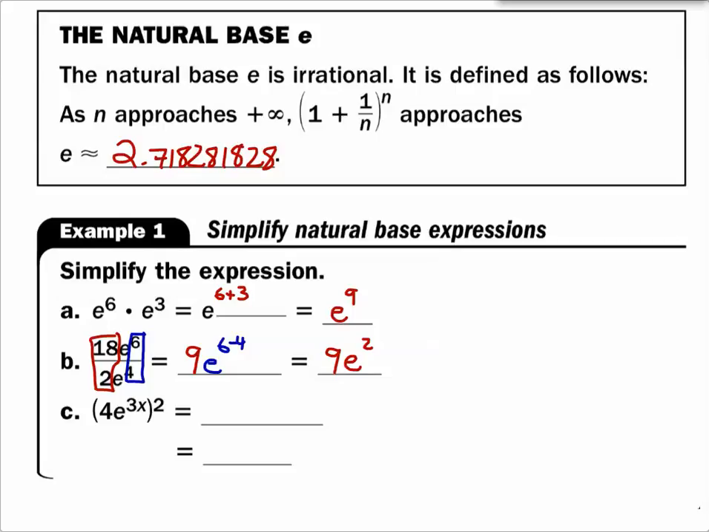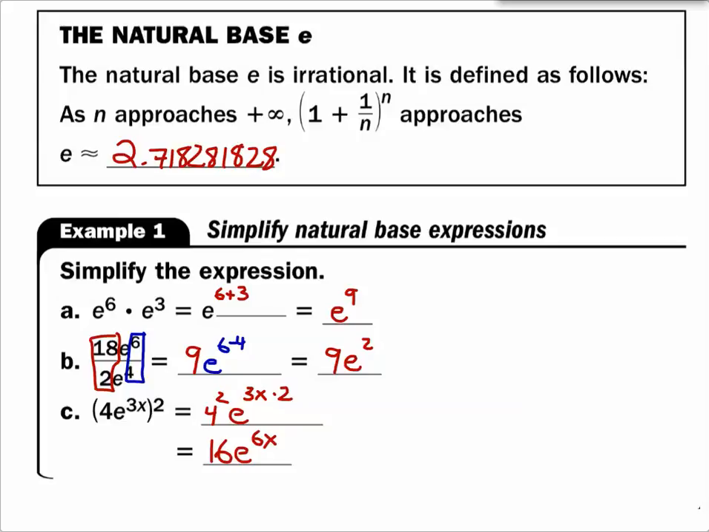Part C says (4e^(3x))^2. Well, the 4 gets squared, and the e stays the same because it's the base, but the exponent multiplies by 2, because when you have a power of a power, the exponents multiply. So, 4 squared is really 16, and 3x times 2 is 6x. 16e^(6x). These are kind of basic exponent rules, very similar to the things you've seen in the last couple of chapters.